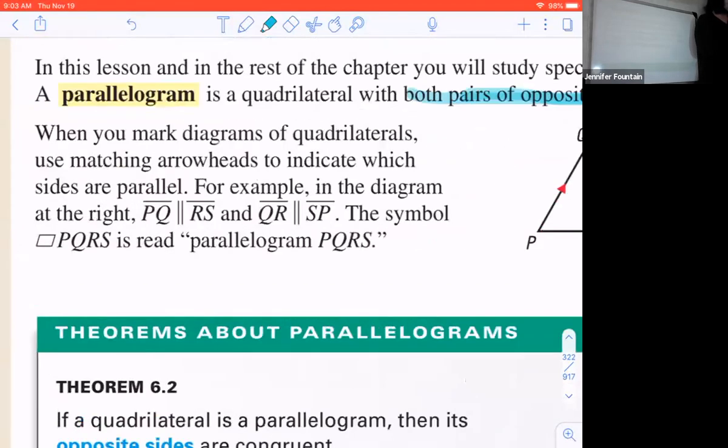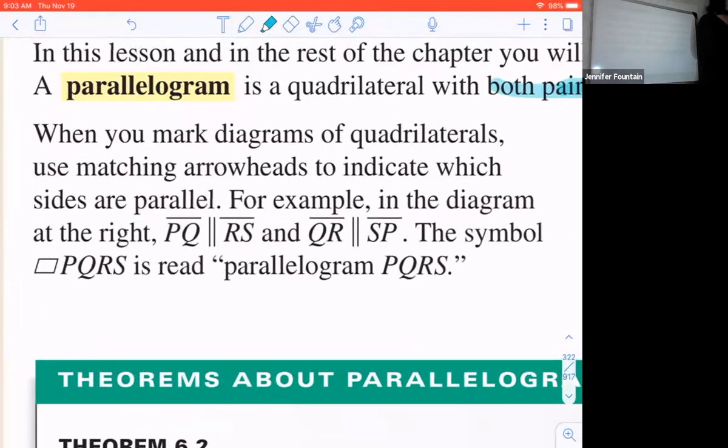When you mark diagrams of quadrilaterals, use matching arrowheads to indicate which sides are parallel. For example, in the diagram at the right, PQ is parallel to RS and QR is parallel to SP. The little symbol with PQRS is read parallelogram PQRS. So now we can see we've got a symbol to represent a parallelogram.